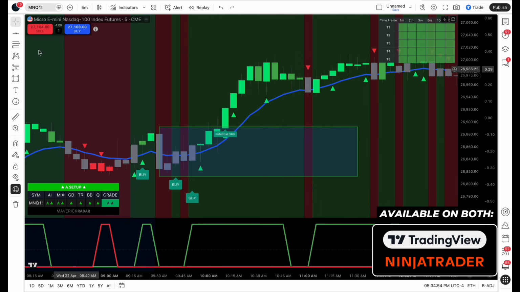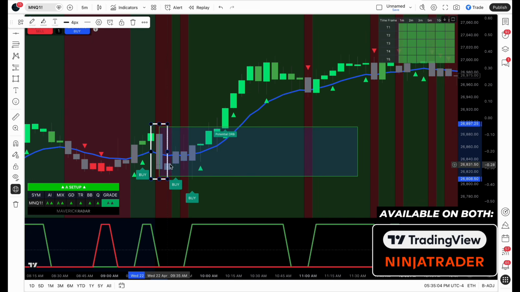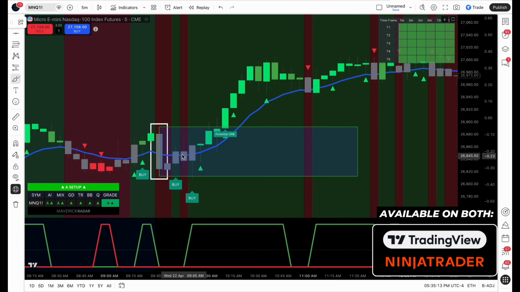So the market opened up right here. Let's try this again. Market opened up on this candle, and here's your opening range, but it's a gray candle. Then you get a buy signal right here, which you're not going to take because it's a gray candle and you're in this whole thing.